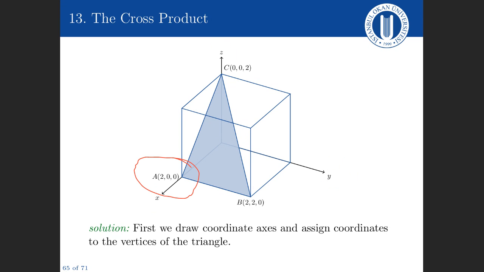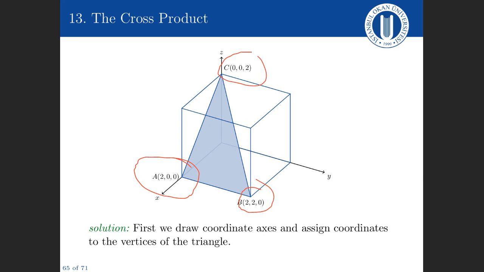This corner is on the x-axis and has coordinates 2, 0, 0. This one is on the z-axis and has coordinates 0, 0, 2. And the third corner of the triangle is in the xy plane, so the third position is 0. Because the side of the triangle is 2, this has coordinates 2, 2, 0.